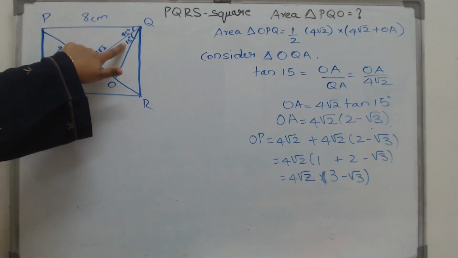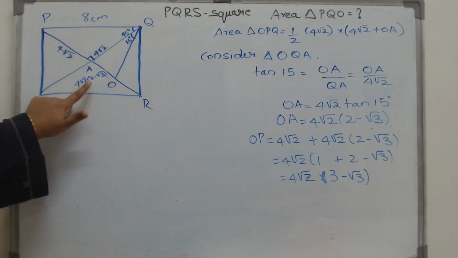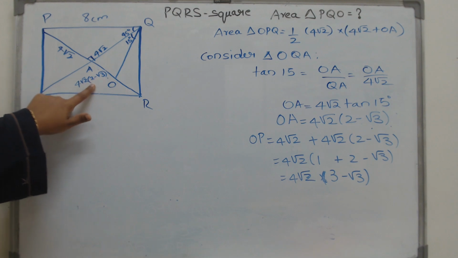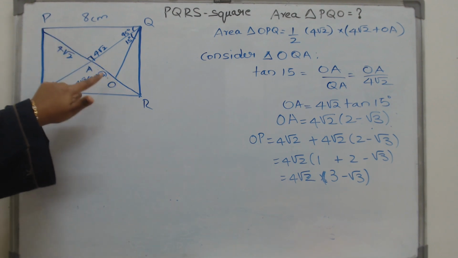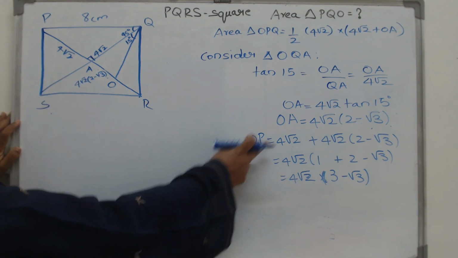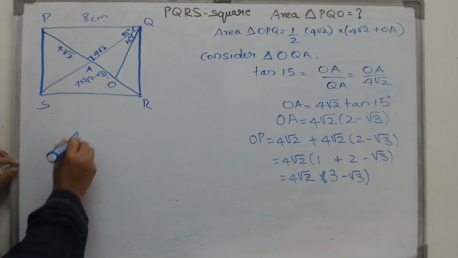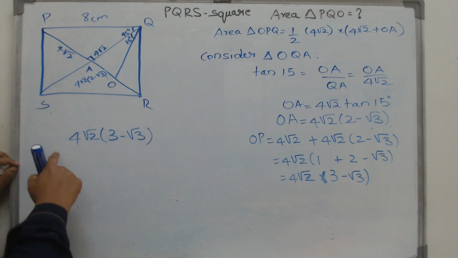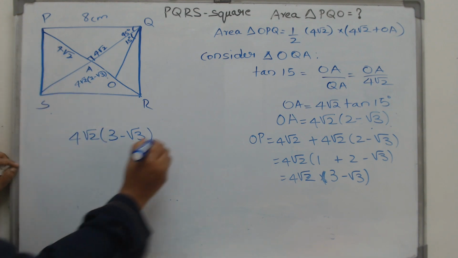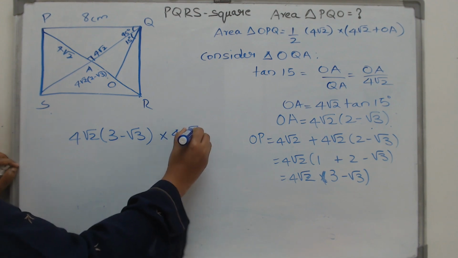Now we have got tan 15, and using that we can find what OA is, but that is not what we need. We need the whole of OP. Now what is that? You apply the value of OA here, and you get OP is what? It is 4 root 2 into (3 minus root 3). Now this is the length of your base, and what is the length of your altitude? It is 4 root 2.